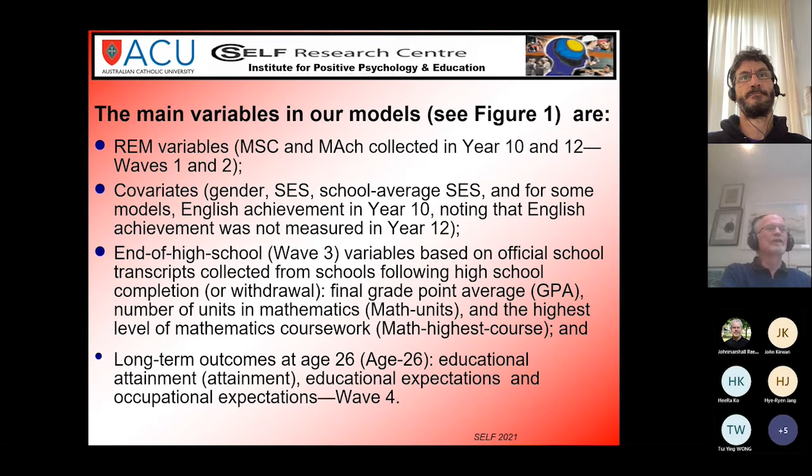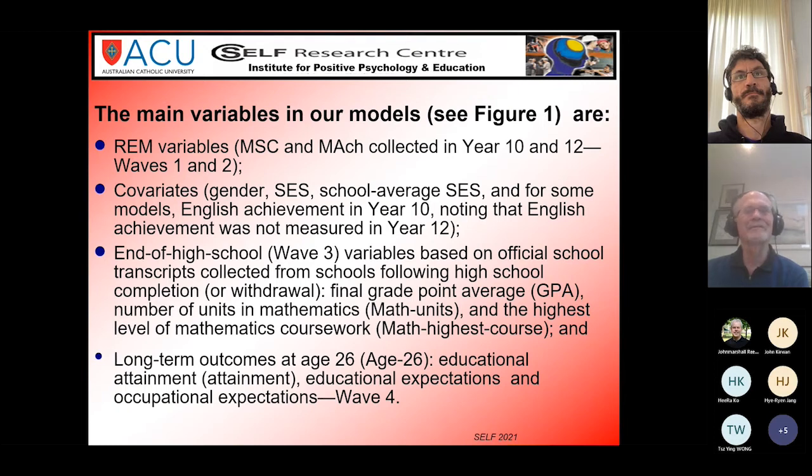I use gender, SES, school average SES, and in some cases English achievement in year 10 as a covariate. Then there's wave 3, the end of high school. This is interesting data because for all the kids that were eligible to complete either the year 10 or the year 12 survey, they asked the schools to send them the official transcripts, and they got 90% of the school transcripts, and they did lots of coding with that.